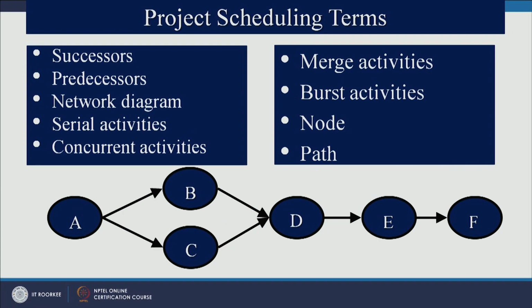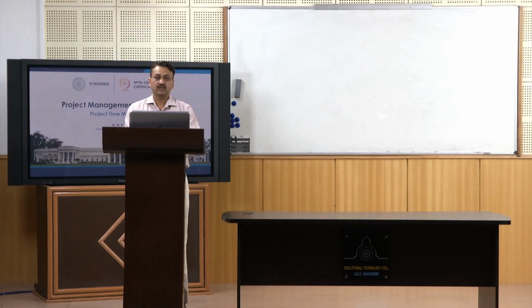Now, there are different terms which we use in project. You have got, let us say, successors, or successor activity. So, let us say you have got 2 activities, P, the next is Q. So, activity Q would be a successor activity, activity P is predecessor activity. A network diagram, this is nothing but a network diagram. So, in a network diagram what you will have? You will have different activities and different nodes.